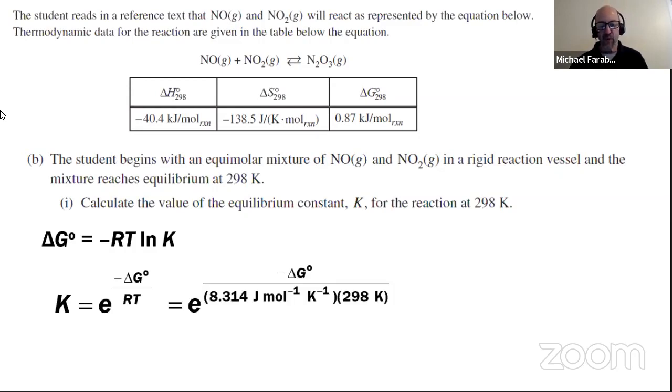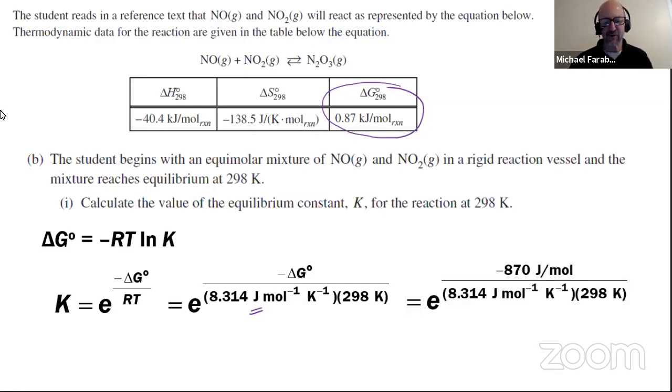Now be careful that you focus on your units, because this delta G is in kilojoules, but the R, the ideal gas constant that we're pulling off the equation sheet, is in joules. So watch out, you don't put in 0.87 on the top there, but rather 870, because that would have units of joules. Alternatively, you could have divided 8.314 by 1,000. So either one, just pay attention to your units. I did this math, and I got that my K happens to be a little bit less than 1, so it's 0.7.